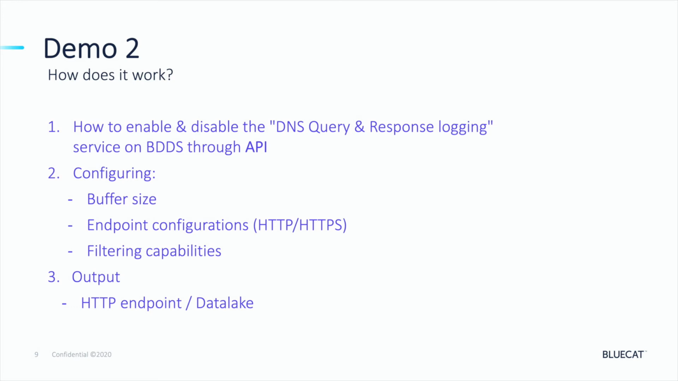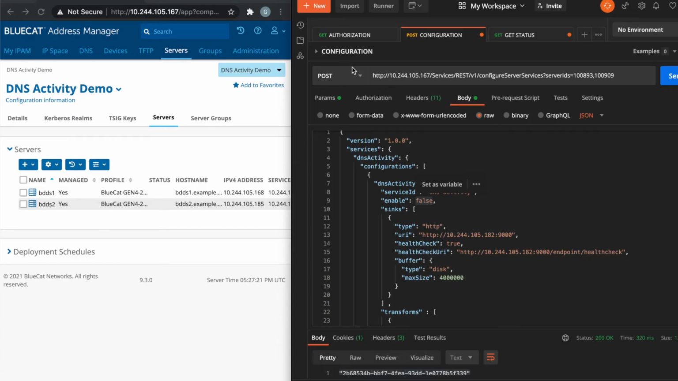Now let's take a look at how to configure the DNS activity service using API, and we'll configure the buffer and the endpoint, and we'll change the output as well to HTTP. Here you can see two windows open. One is BAM, which shows two BDDS servers. The other one is Postman with pre-configured API calls.